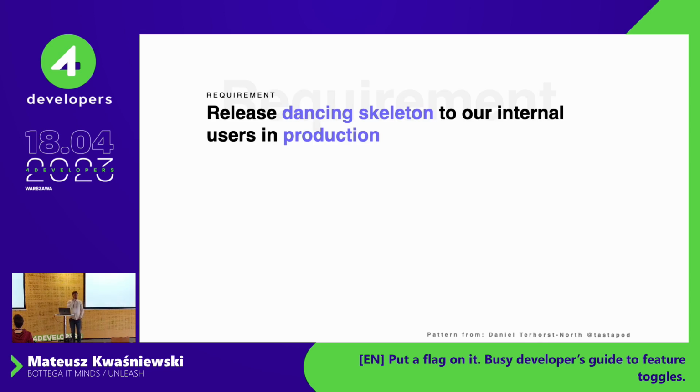So here comes the next requirement. We need to release our dancing skeleton this time to our internal users in production. So the question is, what's the difference between walking skeleton and dancing skeleton? You can only dance in production with real logging, real users, and real monitoring. So very often we have our skeleton dancing in staging, and it's beautiful. But then you put it into production, and the hand falls off, right?